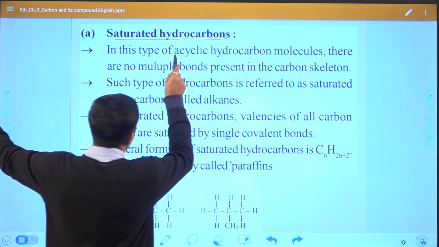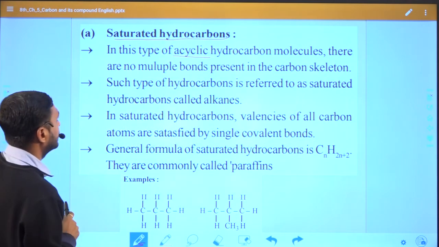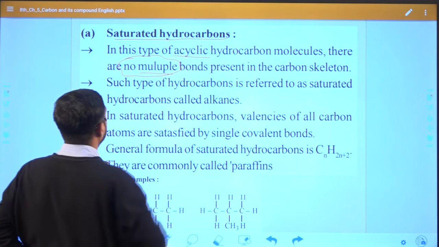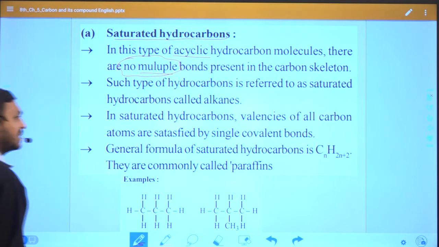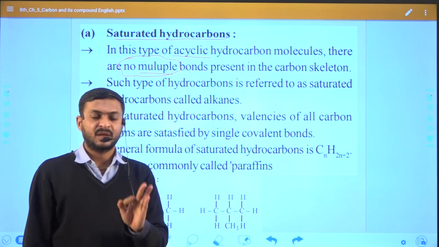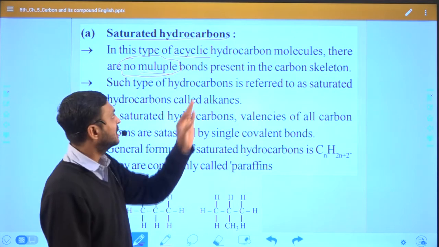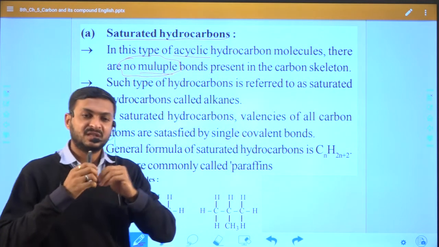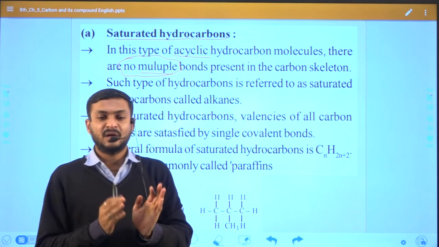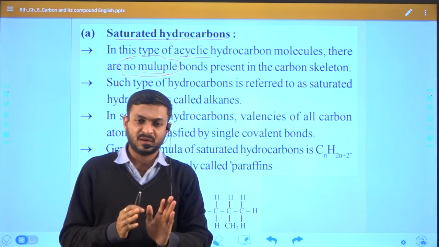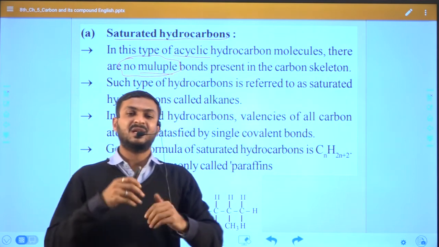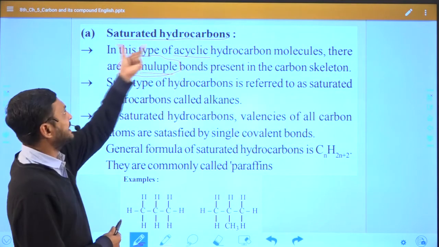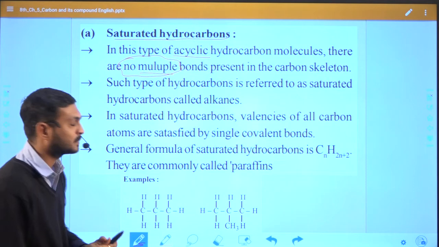So in an acyclic hydrocarbon, there is an absence of multiple bonds in the molecule. That means there is no multiple bond present in the carbon skeleton. That means if we look at the molecule, if no carbon has a multiple bond, then only single bonds are present in the molecule. This type of molecule is known as a saturated hydrocarbon or saturated molecule.